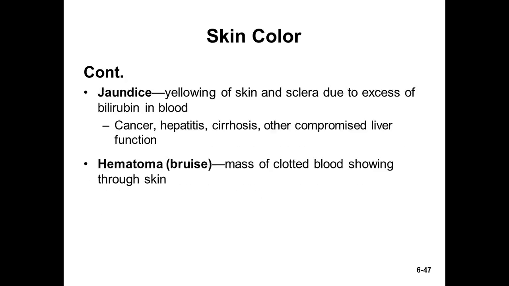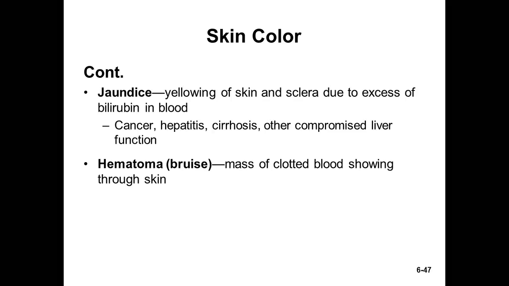Jaundice, you need to be familiar with, which is yellowing of the skin and sclera of the eyes because you have a buildup of bilirubin in the blood. Cirrhosis of the liver, people with certain cancers, hepatitis A, B, or C, any type of liver dysfunction can cause jaundice. Hematoma, of course, is just a bruise, a mass of clotted blood showing through the skin.